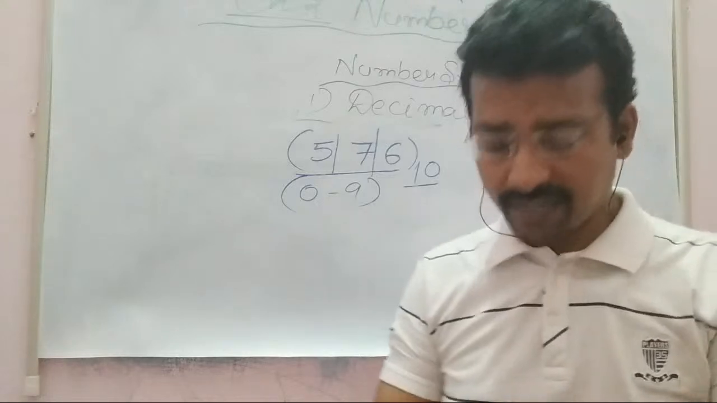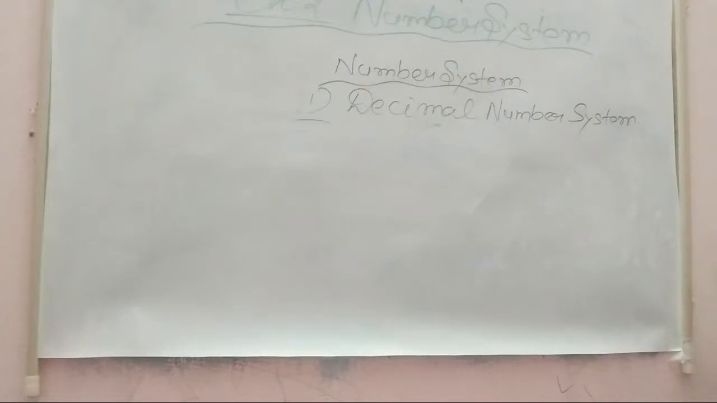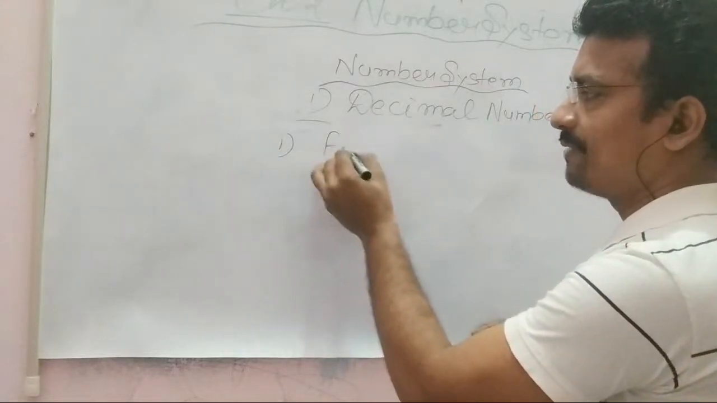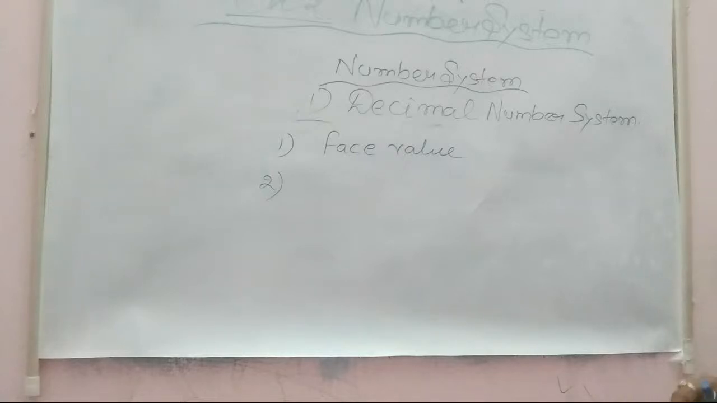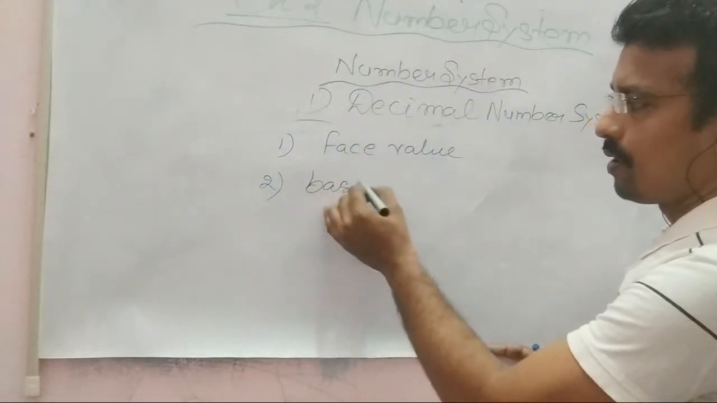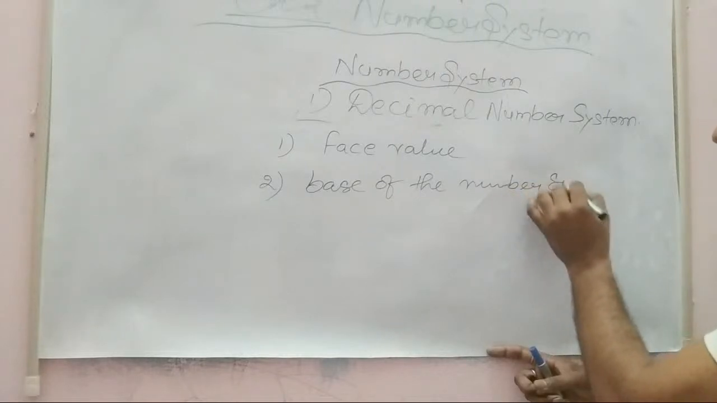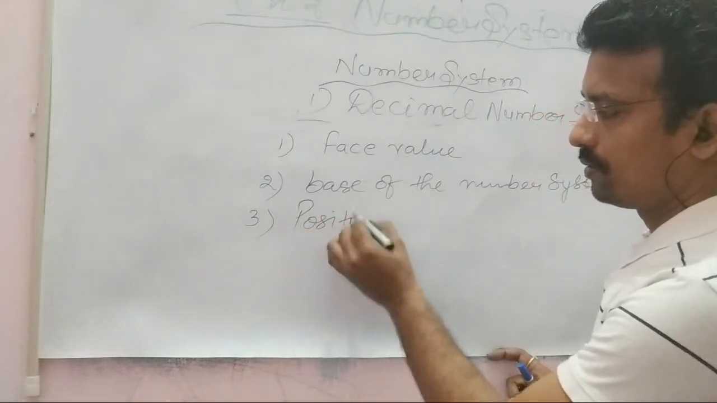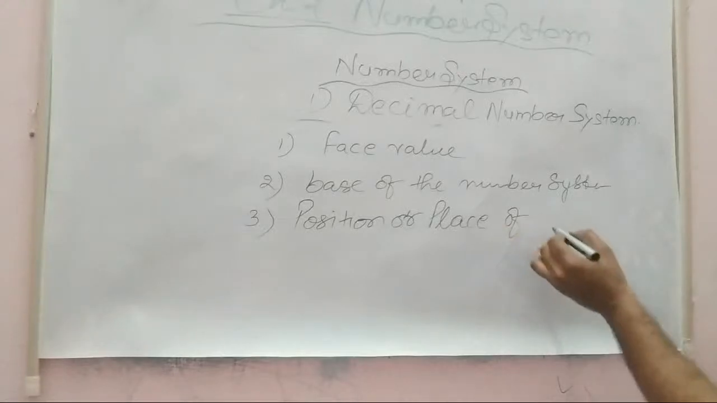Clear? Next, decimal numbers include some points that you need to know. A decimal number can be represented with the help of three things: first, face value; second, base of the number system; and third, position or place value of the digit.